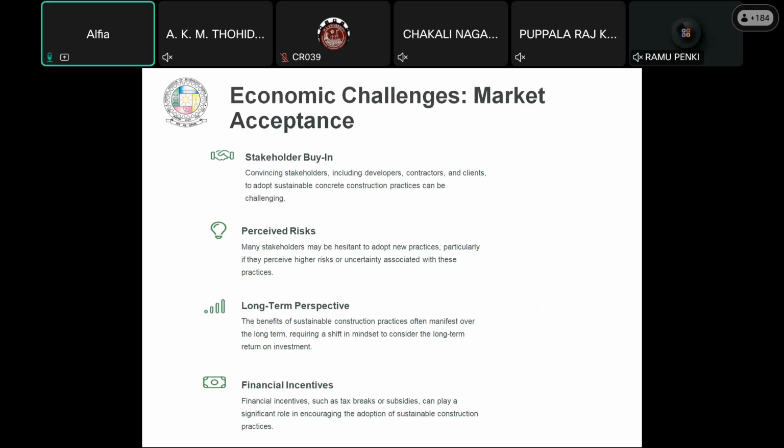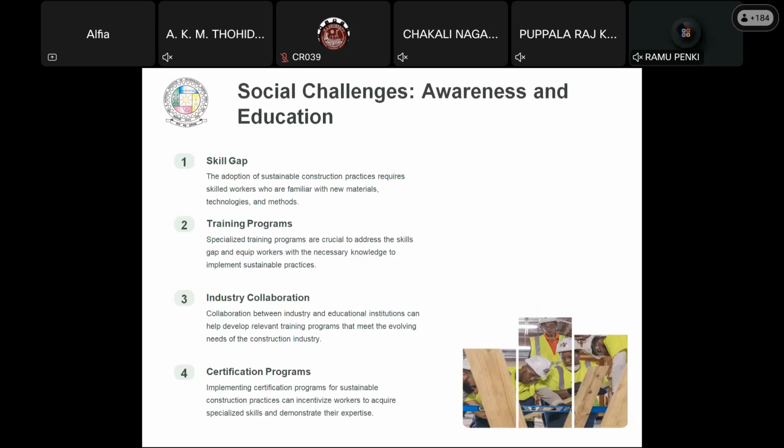Another challenge is market acceptance. Then in terms of social challenges, there is a lack of awareness and education about current trends. The adoption of sustainable construction practice requires skilled workers who are not very familiar with the new materials and technologies, so we have to train them. Another thing is that industry collaboration is required with educational institutions. A lot of work is going on at the institute level only, which is not transferred to the industry. So we need proper collaboration between industry and academia. And from time to time, certificate programs should be held to train the workers for this changing construction practice.